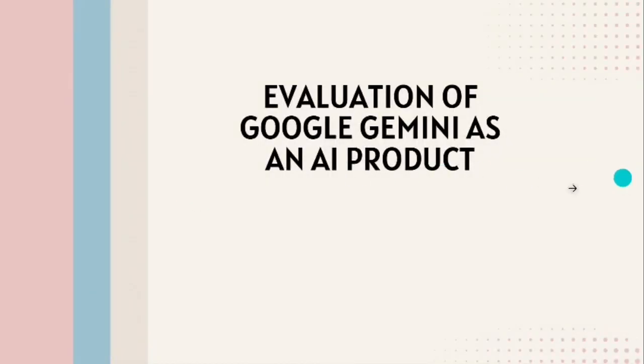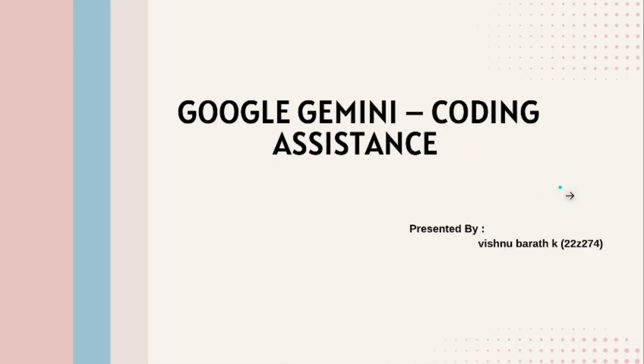Evaluation of Google Gemini as an AI product. Myself, Vishnu Barath 22 Z 274, and I'll be talking about coding assistance of Google Gemini. Today, I'll be presenting on coding assistance with Gemini, an AI-powered tool that enhances software development by providing real-time coding support. Gemini, developed by Google DeepMind, is designed to help developers write, debug, and optimize code efficiently.